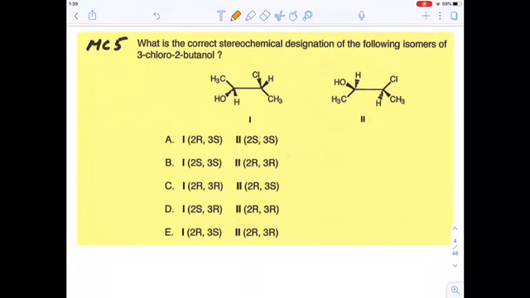Okay, multiple choice 5. What is the correct stereochemical designation for the following isomers of 3-chloro-2-butanol? So the first thing I wanted to do in this situation is number my carbons, so I knew which was 2 and which was 3.